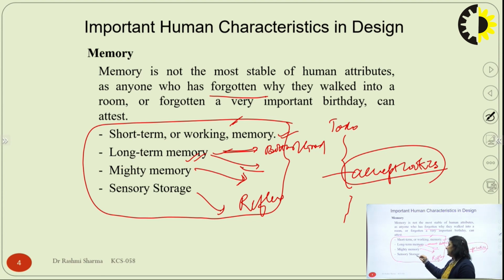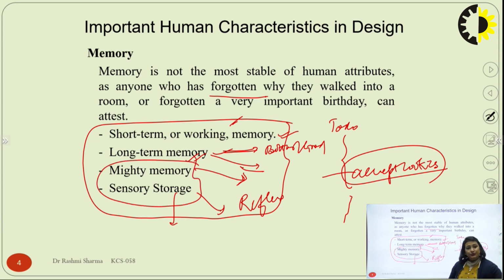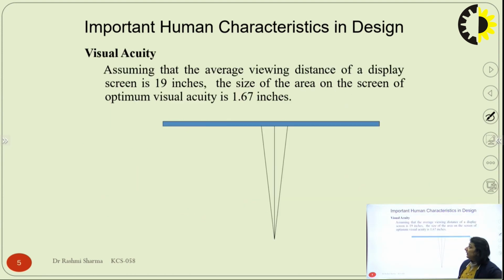Some of the sensory storage is used whenever you take decisions at that particular point of time: either I have to pay the amount or not, either I have to buy it or not, I have to use this particular card or not, I have to use UPI or not. So these are some of the sensory storage and the mighty memories which you are using in that particular system, and which we require. Then comes the visual acuity. As I told you, this is the eye sense which we are taking into consideration of a human being.